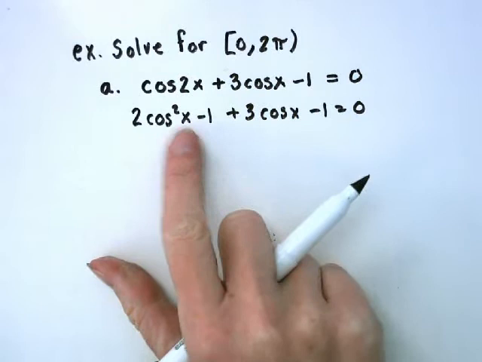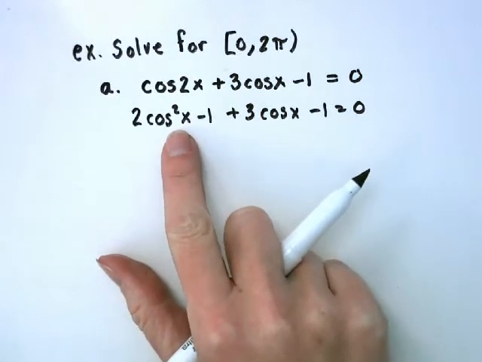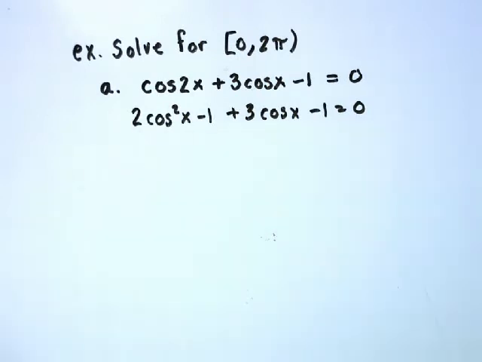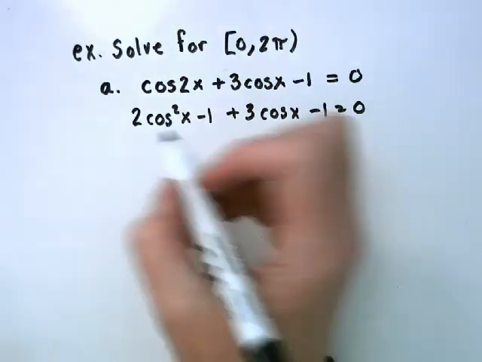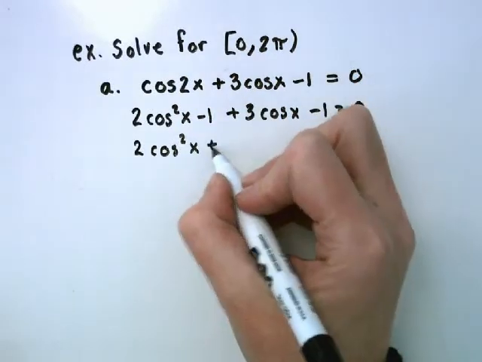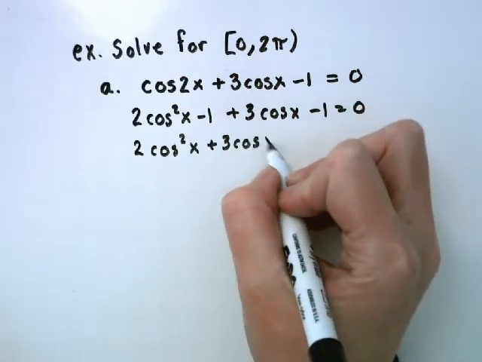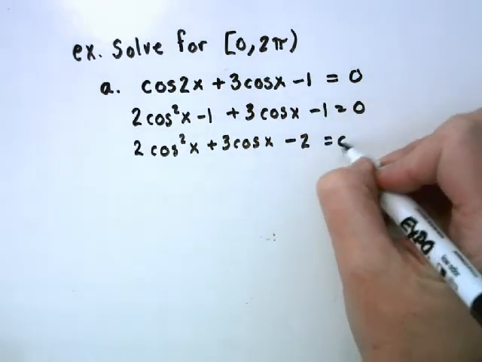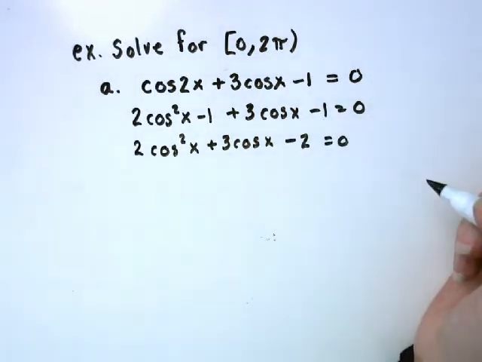Okay, if you had done the first one, which is totally fine, you just have to add a step where you turn the sine squared into a cosine squared, and you'd end up with this anyway. So I have 2 cosine squared x plus 3 cosine of x minus 2 is equal to 0. And we will factor.